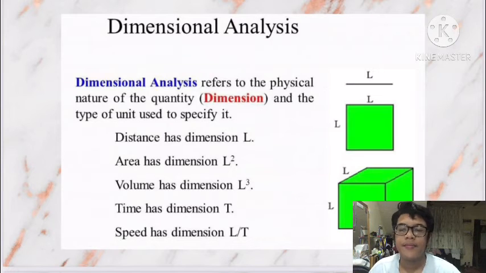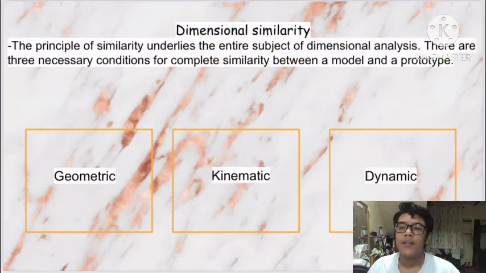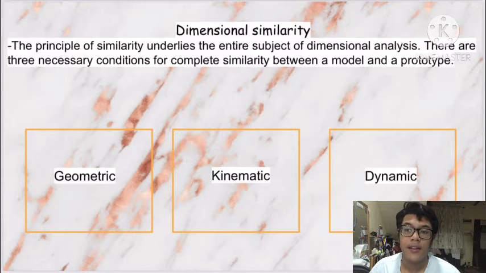Okay. So next is dimensional similarity. The principle of similarity underlies the entire subject of dimensional analysis. There are three necessary conditions for complete similarity between a model and prototype: geometric, kinematic, and dynamic.